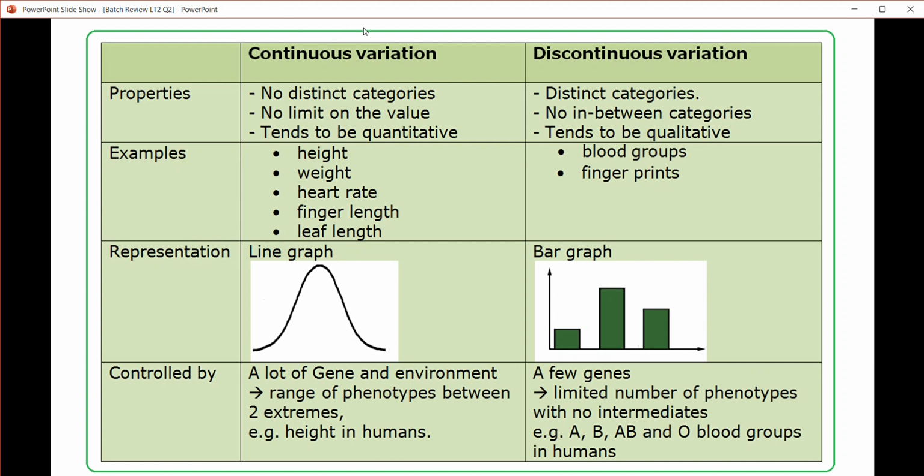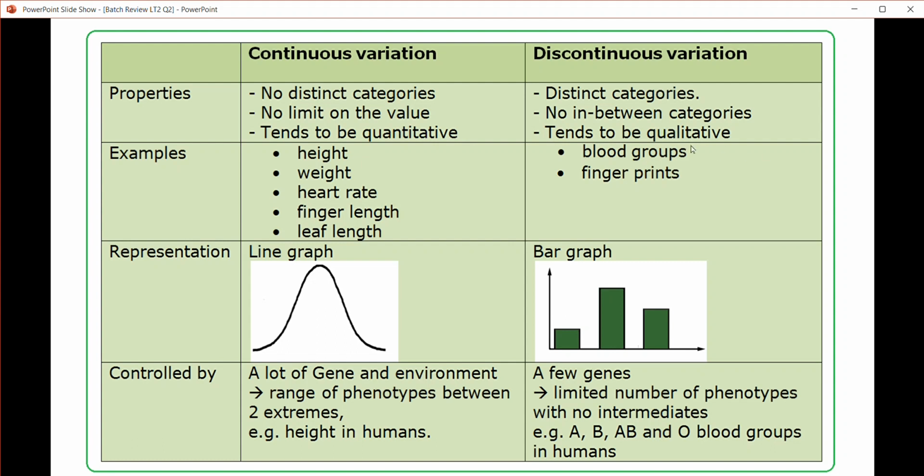So for continuous variation, it has no distinct category, no limit on the value, and tends to be quantitative. It can be measured. So you can measure height, you can measure weight, and you can, to a degree, measure the skin color. So those are examples of continuous variation. Height, weight, heart rate, finger length, and leaf length can also be measured, and there will be several phenotypes in between the extremes.